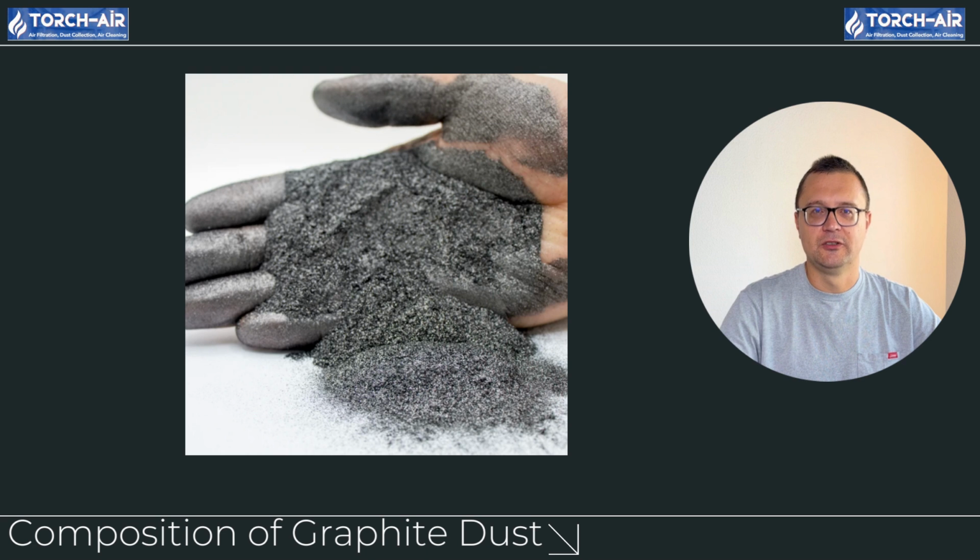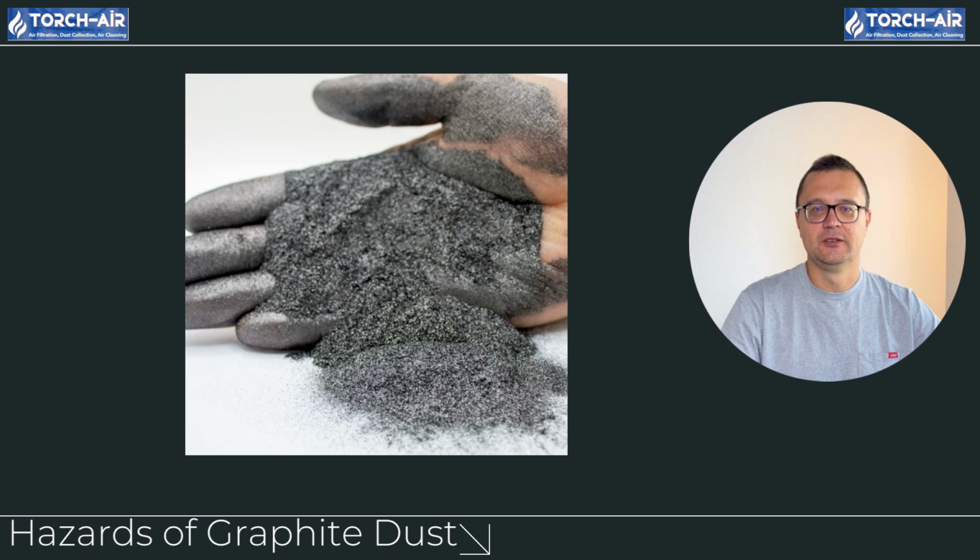Composition of graphite dust. Graphite dust is primarily carbon-based. However, it can contain impurities depending on the source of the graphite and how it's processed. Some common elements that may be found alongside carbon include silicon (Si), iron (Fe), sulfur (S), and aluminum (Al). These impurities can further complicate the hazards and handling procedures for graphite dust, making proper filtration and scrubbing even more essential in certain industries.